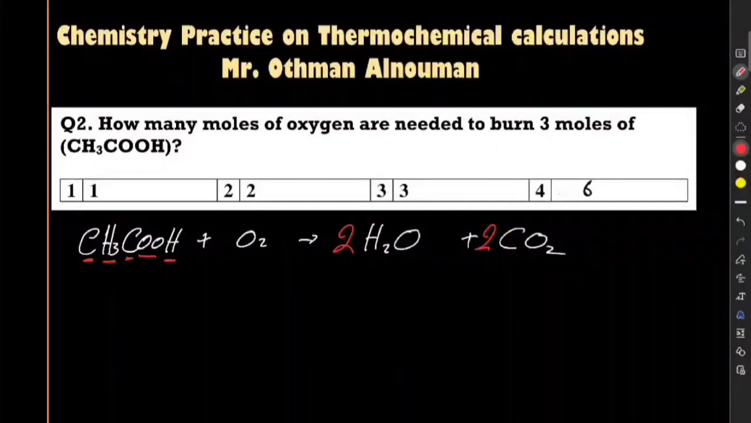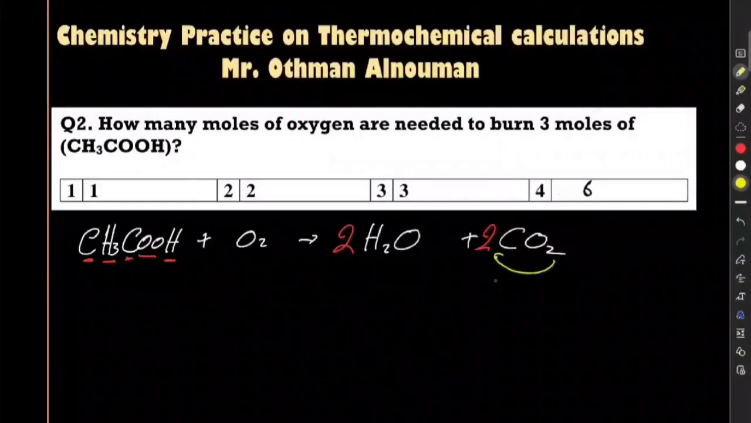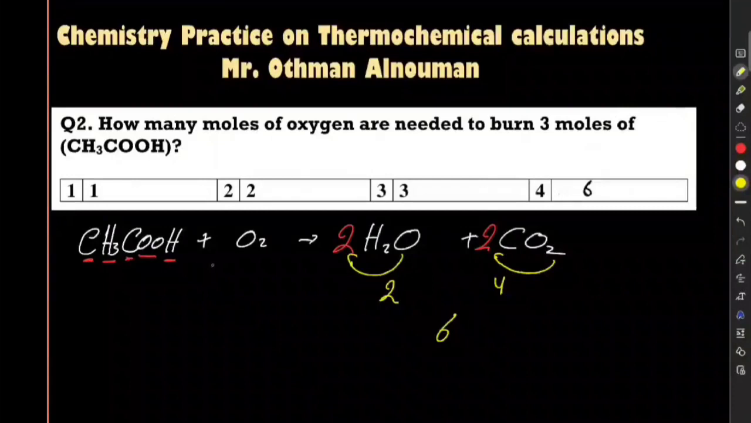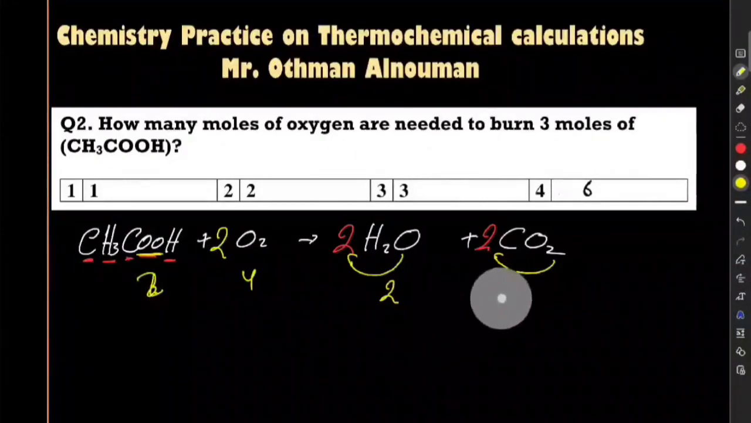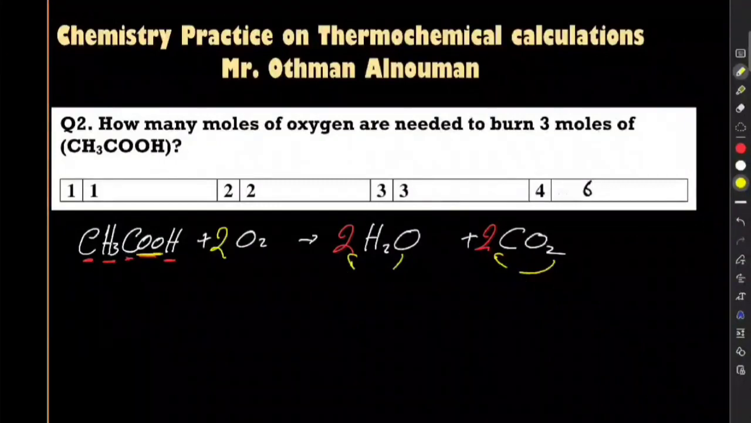Now let's balance the oxygen. The oxygen on this side, in the product, will be 2 times 2, 4, and here I have 2. 2 and 4, that will be 6. On this side, I need to have 6 oxygen. Here I have 2 in the acetic acid, and here 2, so I still need 2. 2 times 2, 4 plus 2, that will be 6. Now oxygen is balanced on both sides.